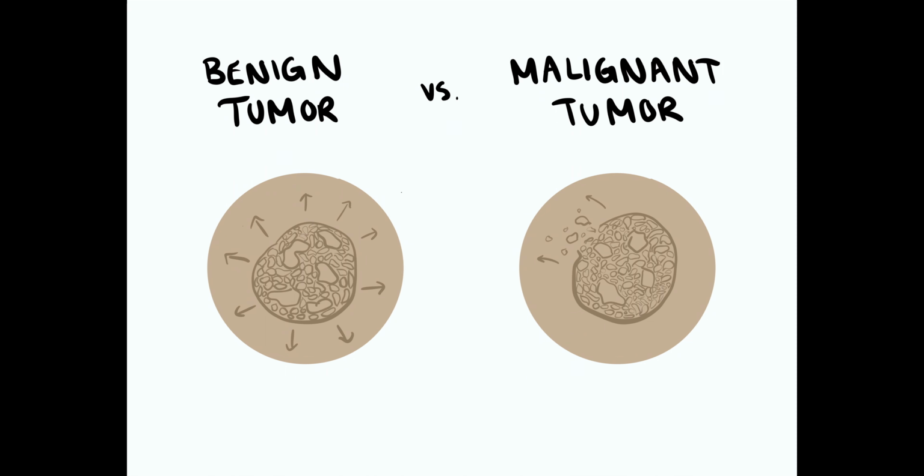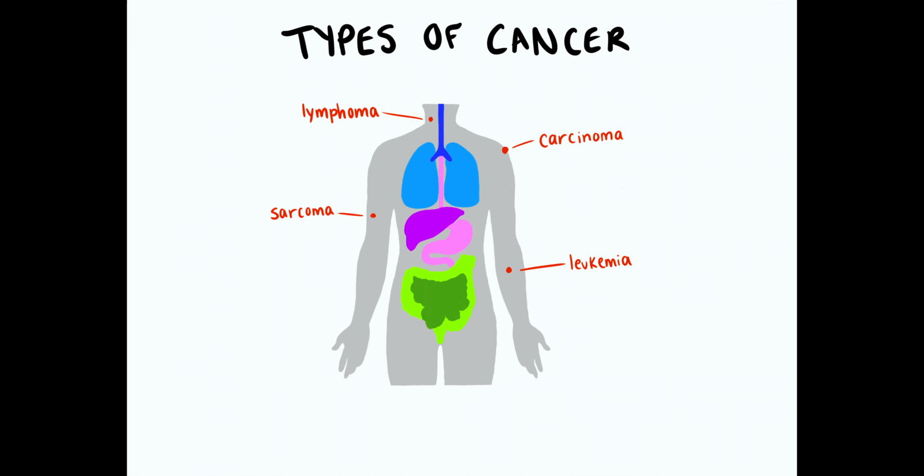And so then we move on to tumors, which are a collection of cells, and they can either be benign or malignant. Benign tumors grow locally and stay local and are non-cancerous, while malignant tumors are cancerous and can invade neighboring tissues and spread to other parts of the body through blood vessels. And so there are four main types of cancer: carcinoma, sarcoma, leukemia, and lymphoma.